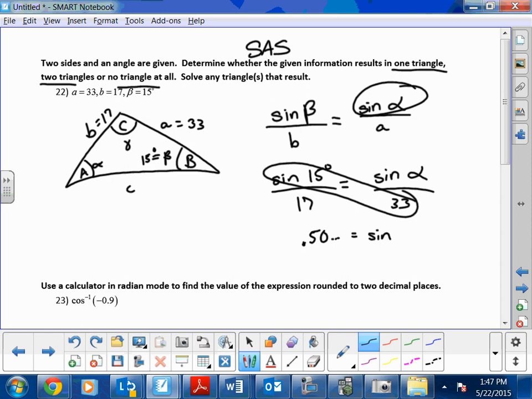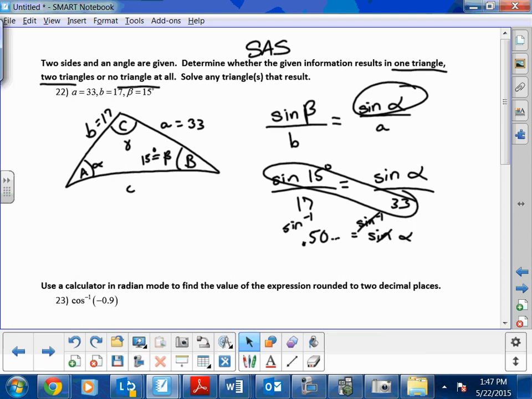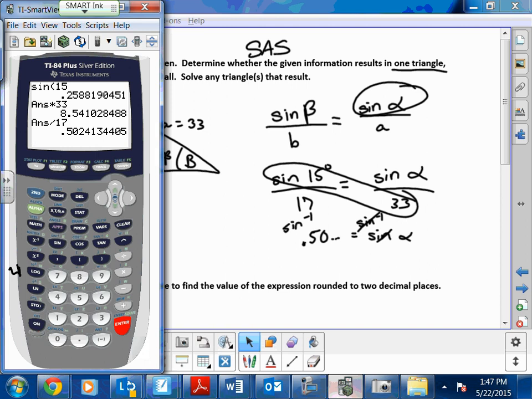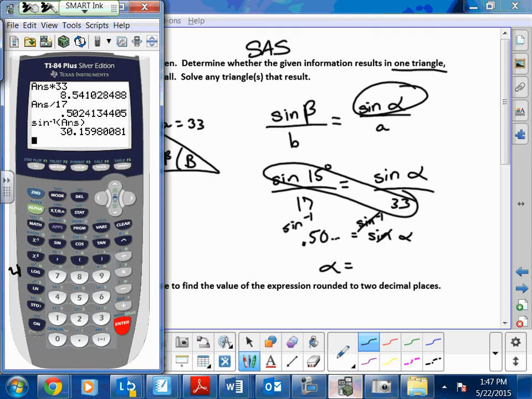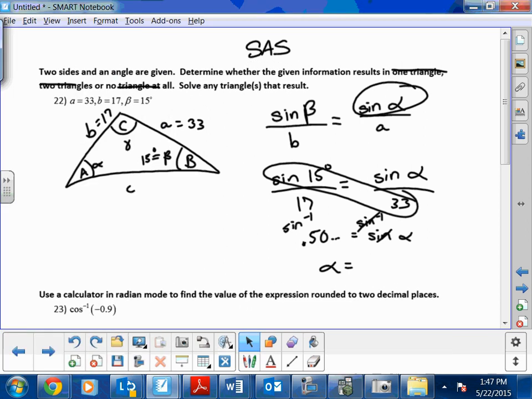equal to sine alpha. Now to figure out what alpha is, I have to take the sine inverse of this side and the sine inverse of this. So to be exact, in my calculator I'm going to take the sine inverse of the answer. I hit second, the negative symbol brings up my answer. Here you go. It's about 30 degrees. So in this case, alpha is equal to 30.159, so 30.16. Oh, that's right, 30.16.